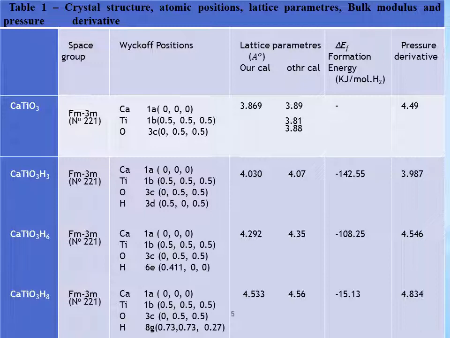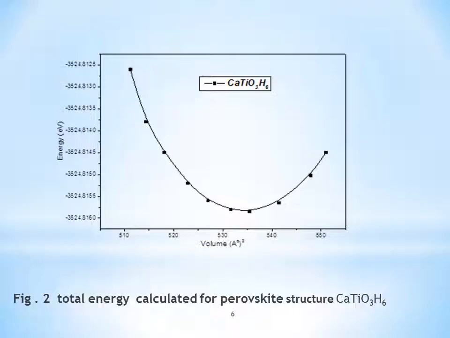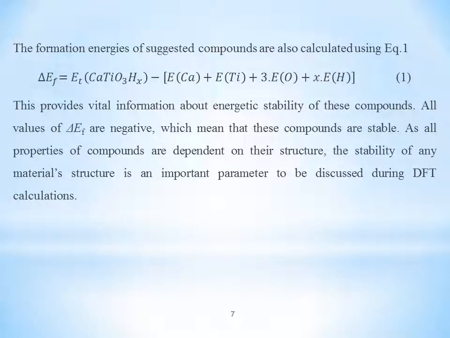When the number of hydrogen atoms increases in the structure, the lattice constant increases as expected. The total energy was calculated for this structure, CaTiO3H6, and was used to determine the ground state properties such as crystal cell volume, lattice constant, and their derivatives at the minimum equilibrium volume. The Birch-Murnaghan equation of state was used for fitting the calculated total energy. The formation energies of these compounds are displayed in table 1. Regarding the fact that the formation energy is negative, one might conclude that our materials are energetically stable.